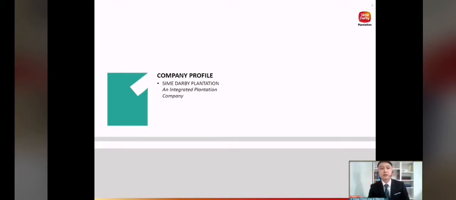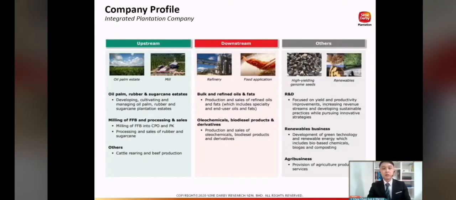I will start off the presentation with the company profile. SMW Plantations is an integrated plantations company. Upstream, we comprise the oil palm estates and mills. Downstream, we have the refinery and some food and non-food products and derivatives. Myself, I am part of support services in R&D, where we aim to assist the mills and the refinery to improve their process efficiencies.